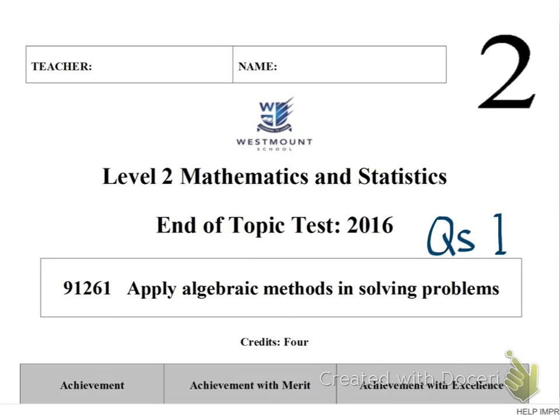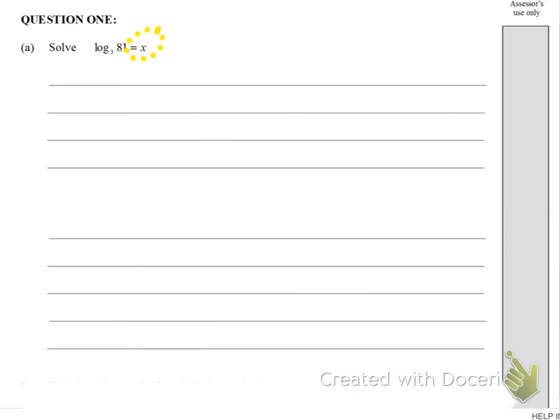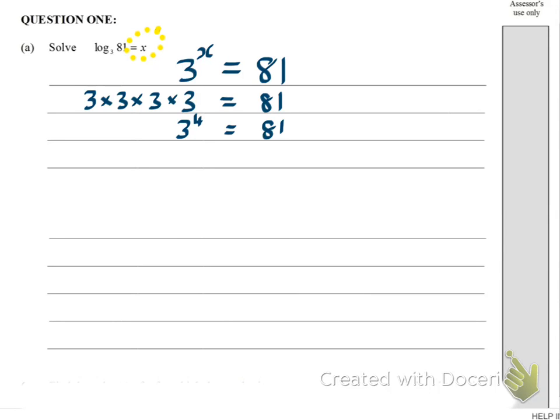Right, here's question 1. For the first question, we want to solve with logs. Log is a power, so the power is x. The base is 3, so we have 3 to the x equals 81, and you can go 3 to the power of 4 equals 81, so x equals 4. That will give you an achievement or understanding mark.